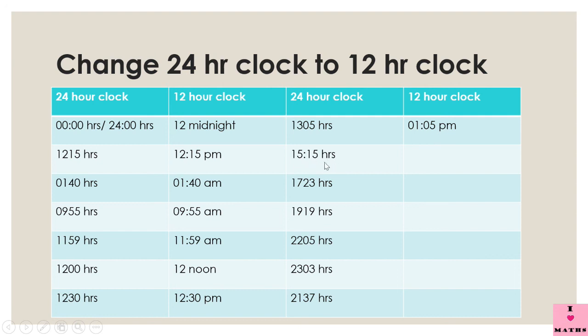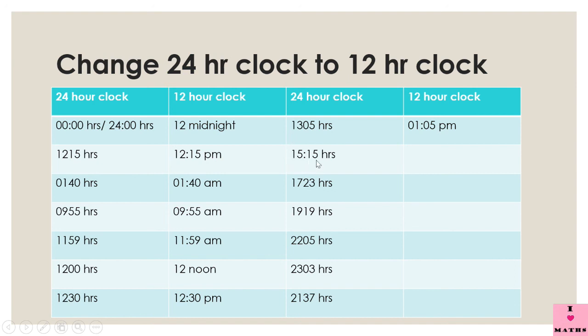15:15 hours. Now children, when 1300 hours will start, to change time from 24-hour clock to 12-hour clock, we will subtract 12 from the hours digits. So we subtracted 12 from 13, and that is the reason we got 1. And this we have to do starting from 1300 hours. That is 1 PM. Okay.